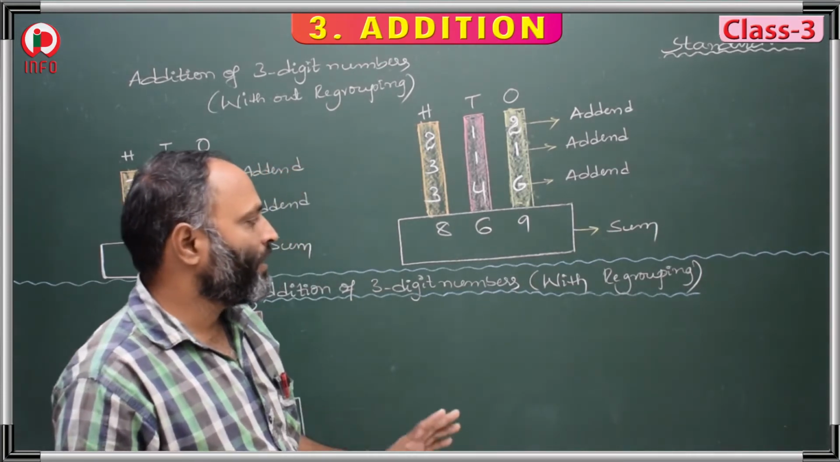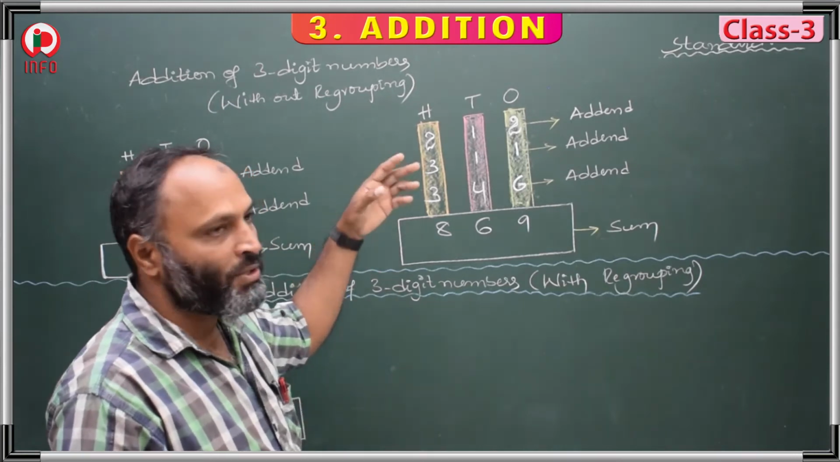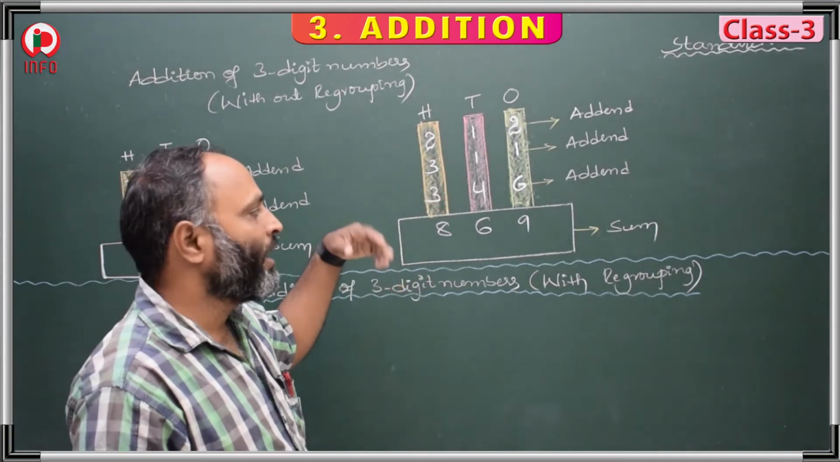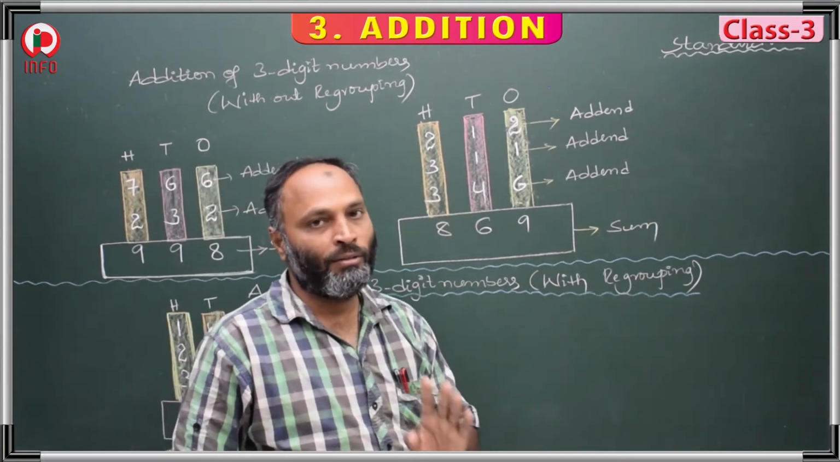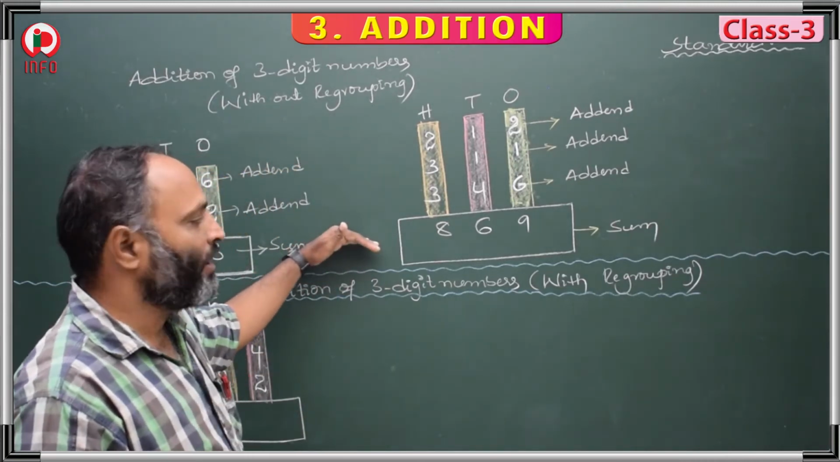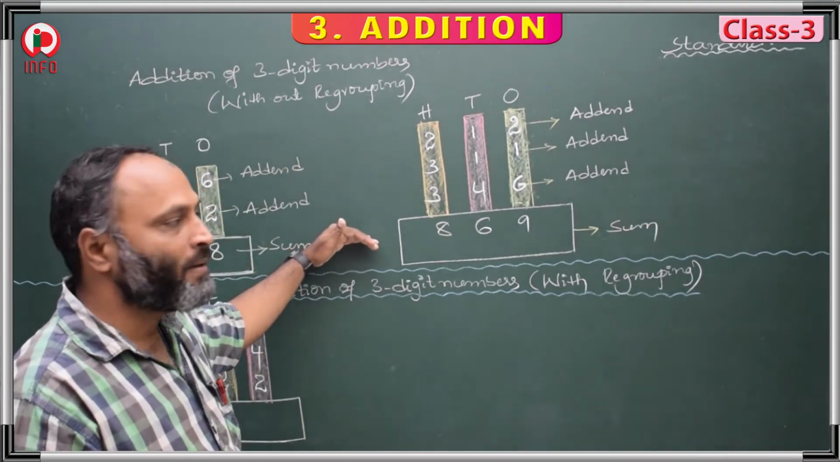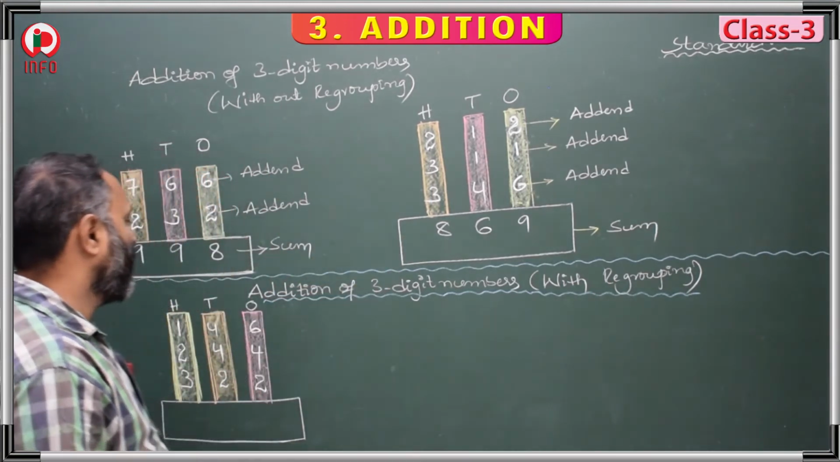So in this way we have to add when 3 addends, 2 addends or 4 addends are given. When there is a single digit number in the sum, no need to go for regrouping. That is why this is called without regrouping. In this way we add without regrouping.